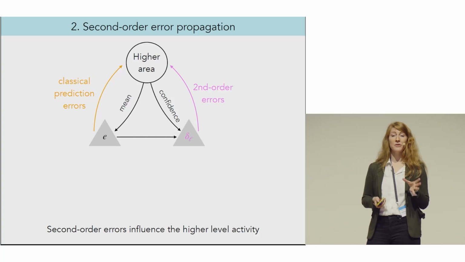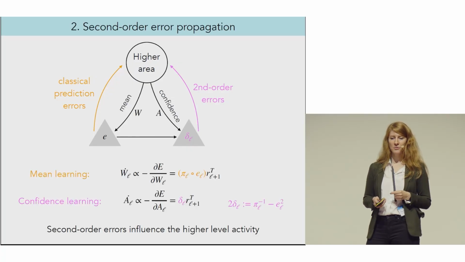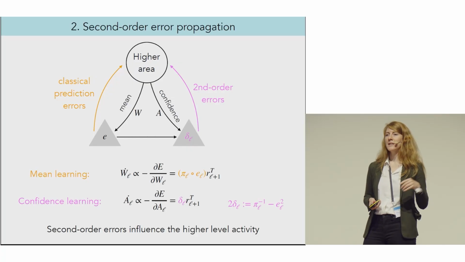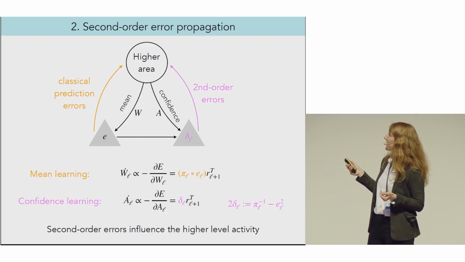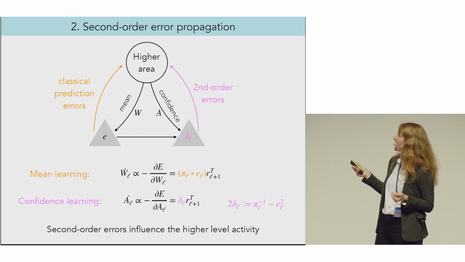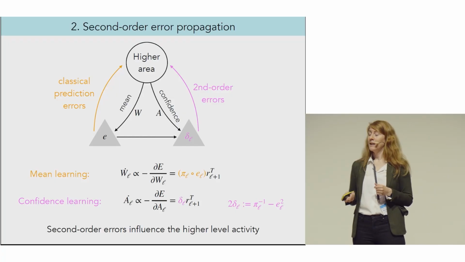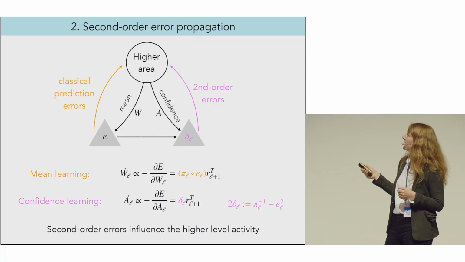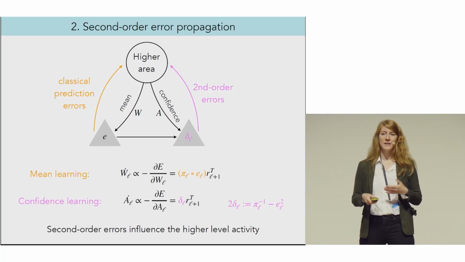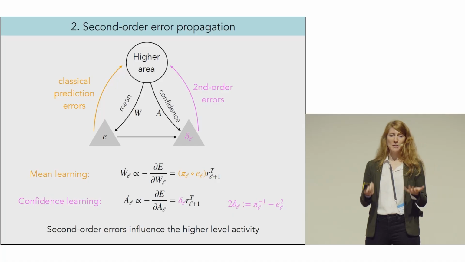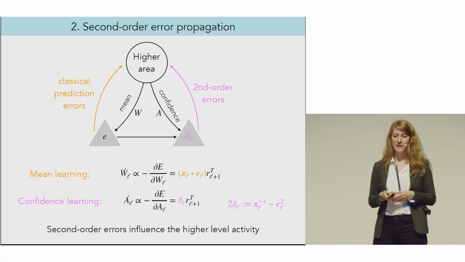And importantly, they also influence the higher level activity. And we learn both the mean and the confidence by taking the gradient of the energy with respect to the weights that we want to learn. And we see that what we get out are Hebbian-like learning rules that rely on the presynaptic activity as well as the postsynaptic error. And also here we can see that our learning of the mean is modulated by uncertainty as before. So when the variability is high, we rely less on the errors for learning.